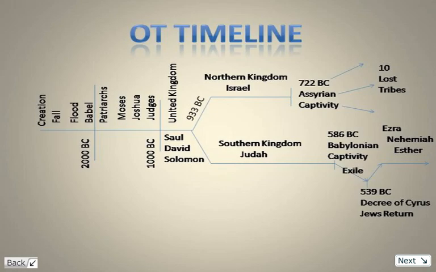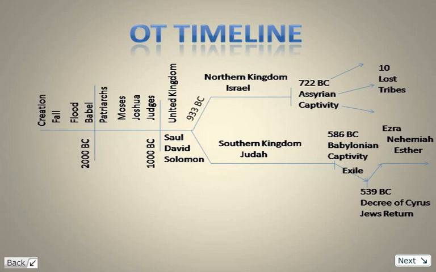We now want to take again a look at an overview of the Old Testament, a timeline. And we begin with creation. We have the fall, the flood, Babel, and then the beginning of the patriarchs around 2000 BC. Then we have Moses, Joshua, Judges. Then about 1000 BC we have the United Kingdom with David and Solomon and Saul.